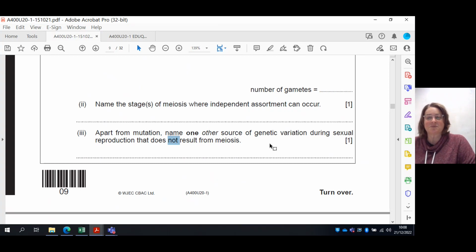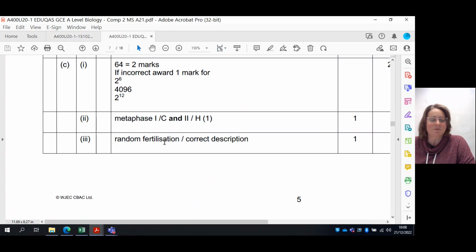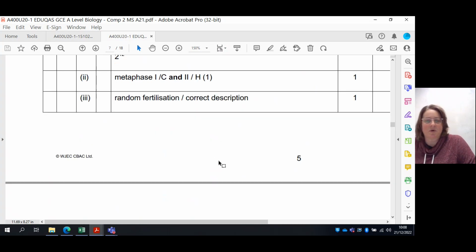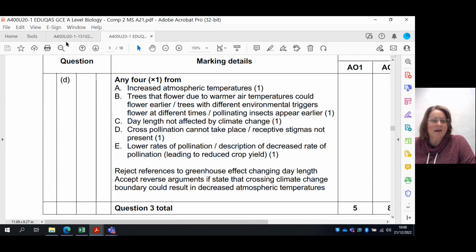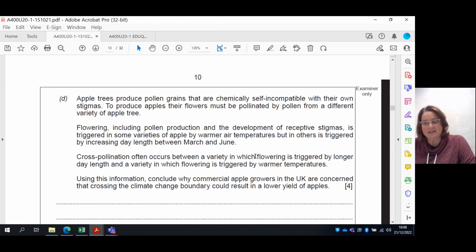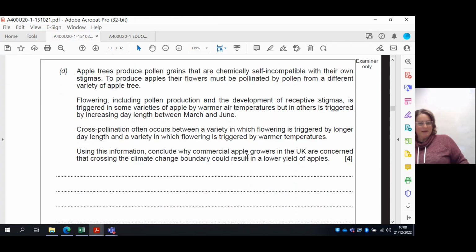This is a random which sperm happens to win the race, which egg, which pollen, which ova happens to be actually doing the fertilization. So a random fertilization, and or describing that. So if you were to say you're not quite sure which one of the however many million sperm released is going to make it. And the last one, not least, but that's your 4 marker.